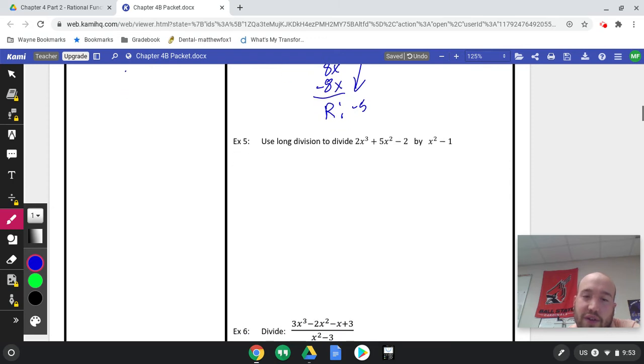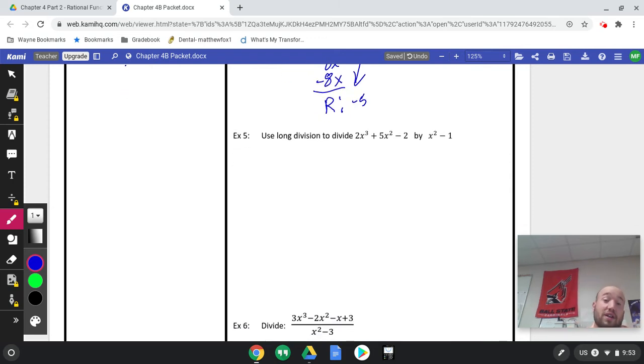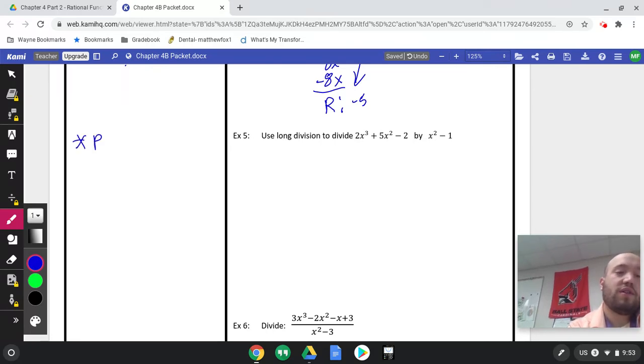So example 5 here, using long division to divide once again. However, I want to make a note. Sometimes we have to put in zeros for any missing exponents.